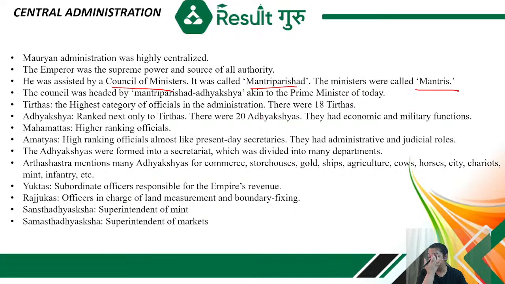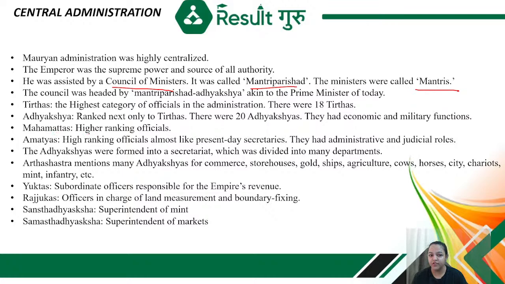So first of all, we have Tithas, the highest category of official in administration. There were 18 Tithas. Then we have Adhyaksh. They are ranked only next to Tithas. There were 20 Adhyaksh. They had economic and military functions. We have Mahasamand. They were higher ranking officials.